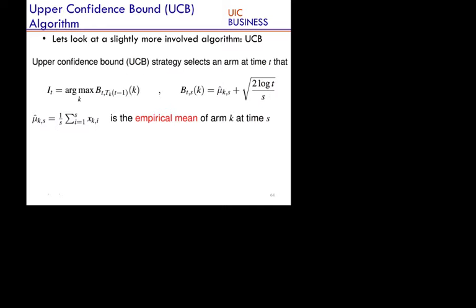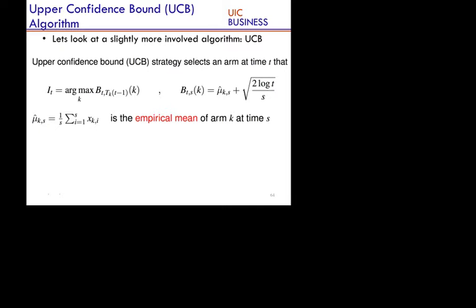And this second term is a fixed function, right? It's just a function of t. If I'm at round t, then I take the square root of 2 log t over T_k(t minus 1). The numerator is kind of obvious. It's just a function of the round number. The denominator is not a fixed quantity, but it's just a count: the number of times I've pulled that arm, right? T_k(t minus 1) is just the number of times I pulled that arm up till the last round. So that's this quantity.